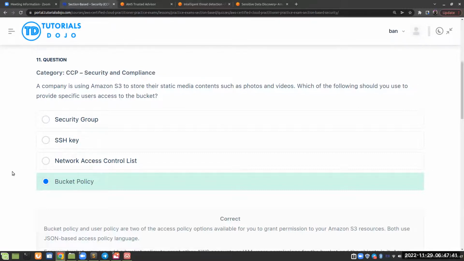A security group is used at the instance level to group instances, and then the network access control is used at the subnet level, right? And then the bucket policy, I know that you can write to permit who to read, who to edit, who to delete things in the bucket. Yeah, so you say security group is used to group EC2?